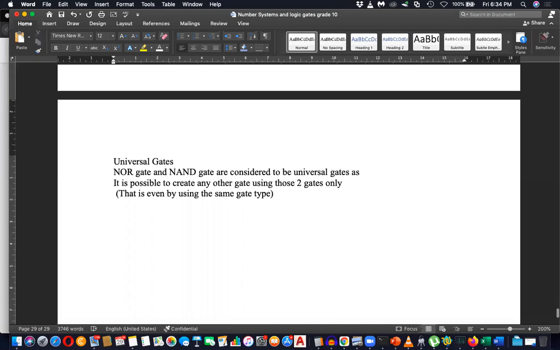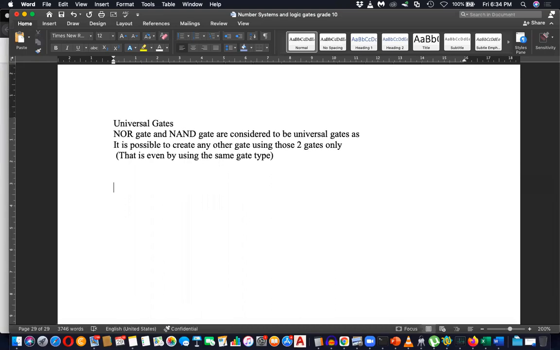Okay, so let's do this. First, create a NOT gate. How many inputs does a NOT gate have?